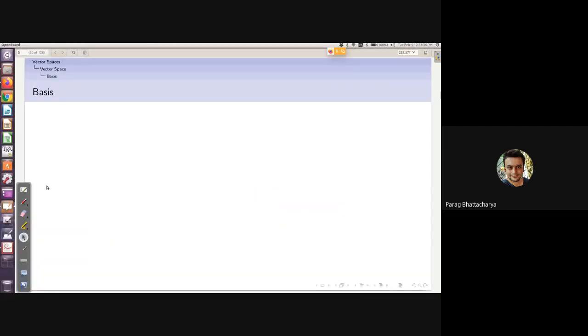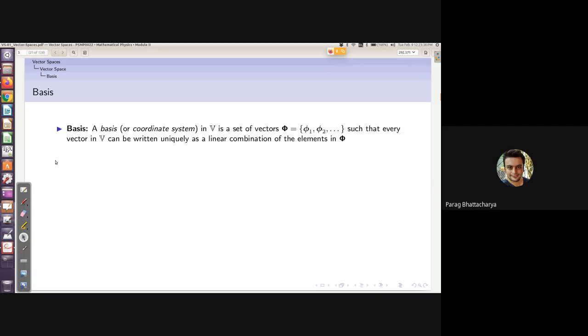Now coming to the idea of basis. What's a basis? We already know what the basis is, this phi1 and phi2 that I had shown over here. Now a more formal definition. A basis is also known as a coordinate system. Just like you had x cap, y cap, z cap, that's your basis. We could also refer to x cap, y cap, z cap as a coordinate system.